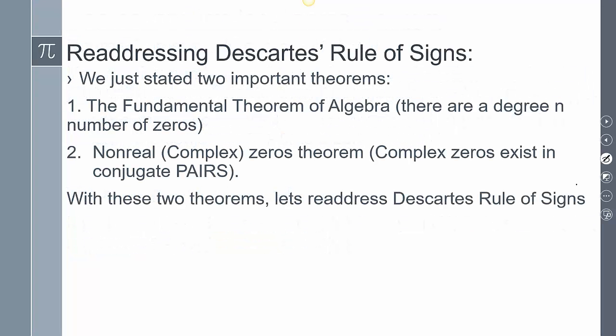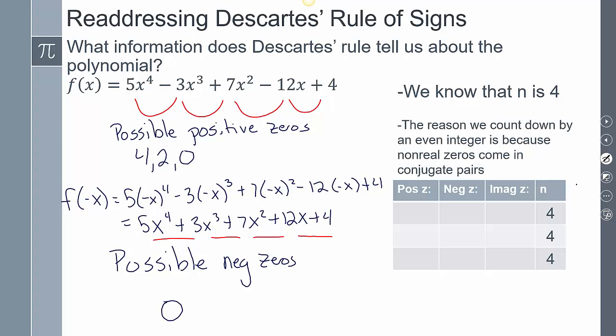So now readdressing Descartes' rule of signs here, the first thing is the fundamental theorem of algebra and that complex zeros theorem. Remember, it said that we know that zeros exist and that there are an n degree number of zeros. Then that complex zeros theorem says that all complex zeros, in terms of imaginary numbers, exist as conjugate pairs. And so we're going to use these two theorems together to readdress what our Descartes' rule of signs is.